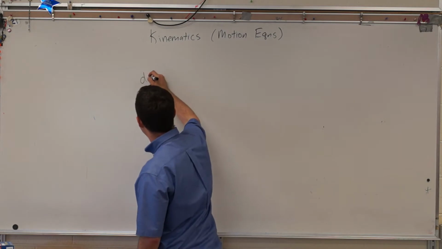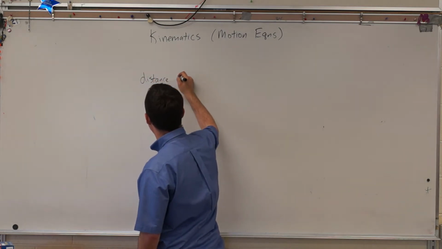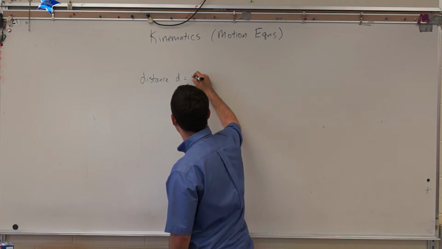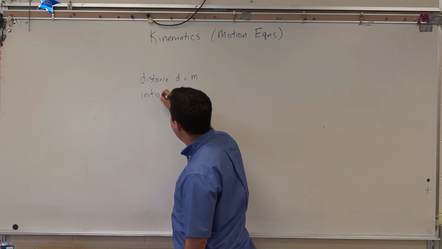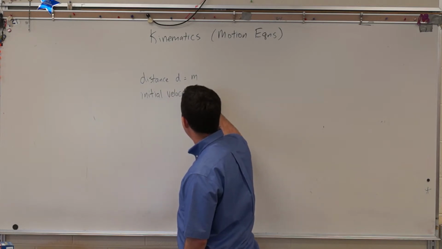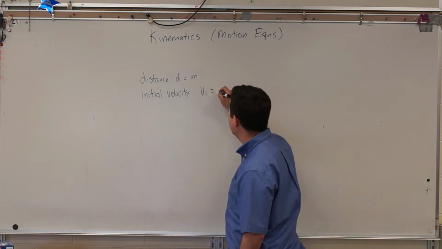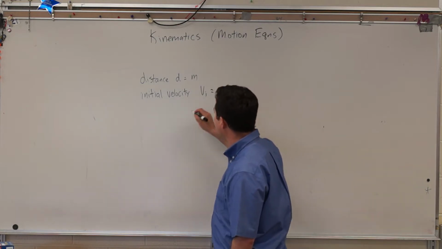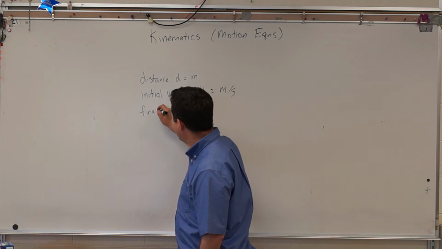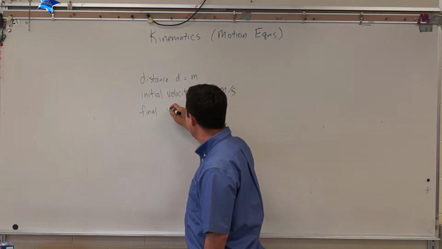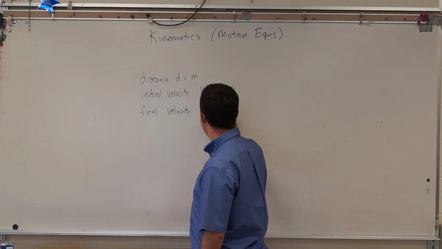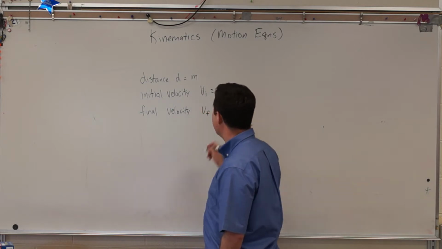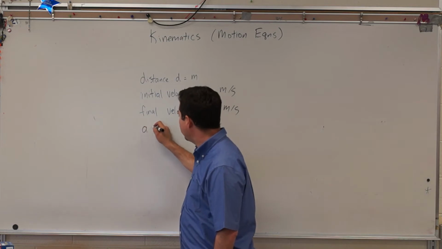So we can measure distance, and that is in meters. You can measure initial velocity, which is how fast you're going at the beginning. And that goes by v sub i, and that is in meters per second. You can measure final velocity. How fast is it going at the end? And if v sub i was your initial, v sub f is your final, that is also measured in meters a second. You can measure acceleration.